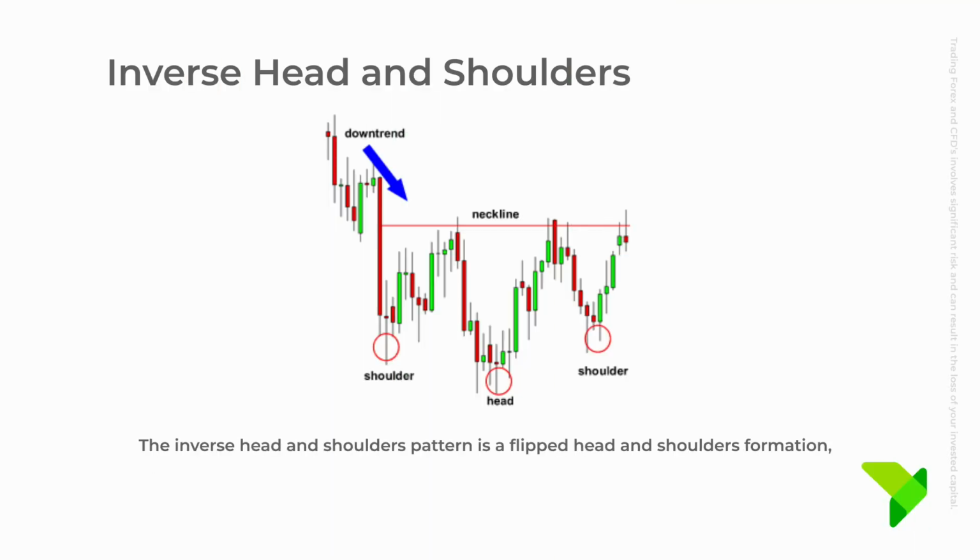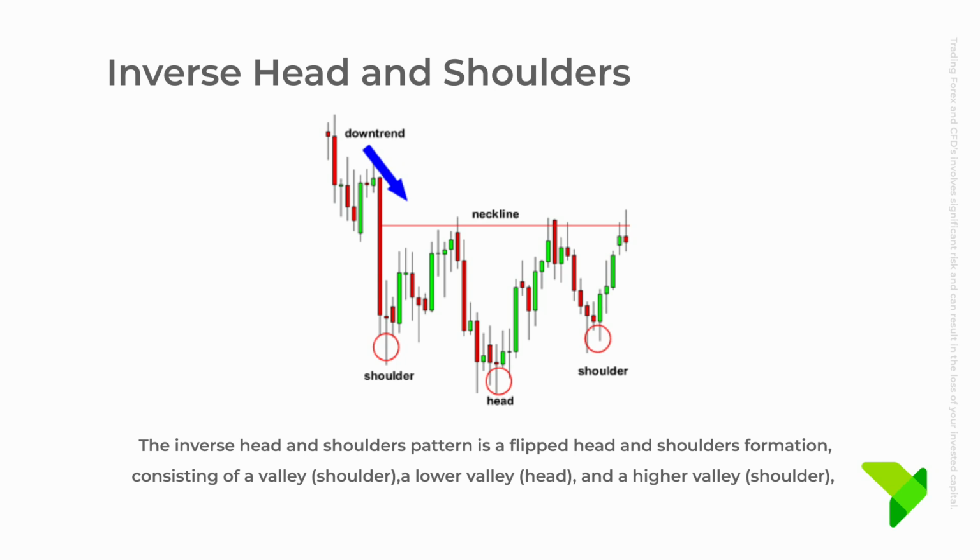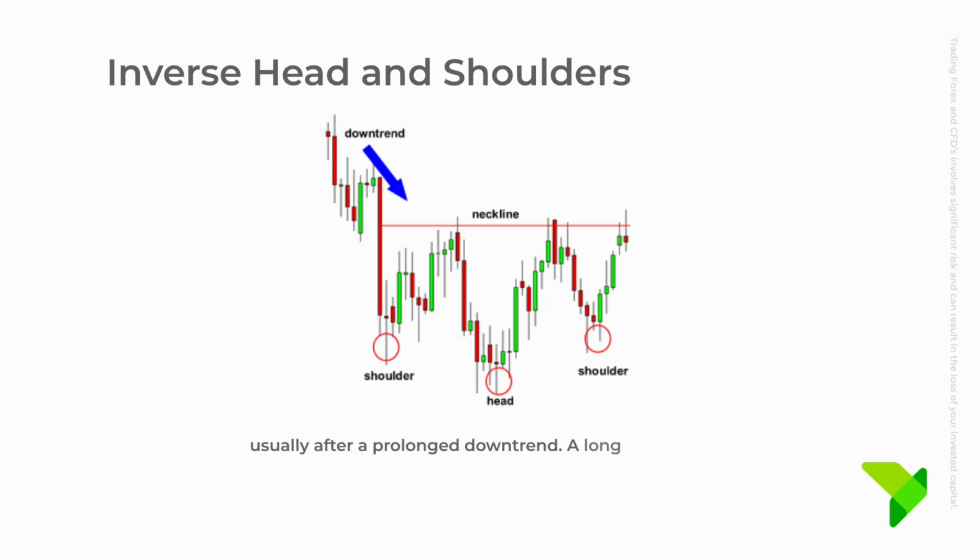The inverse head and shoulders pattern is a flipped head and shoulders formation, consisting of a valley (shoulder), a lower valley (head), and a higher valley (shoulder), usually after a prolonged downtrend. A long entry order is placed above the neckline.